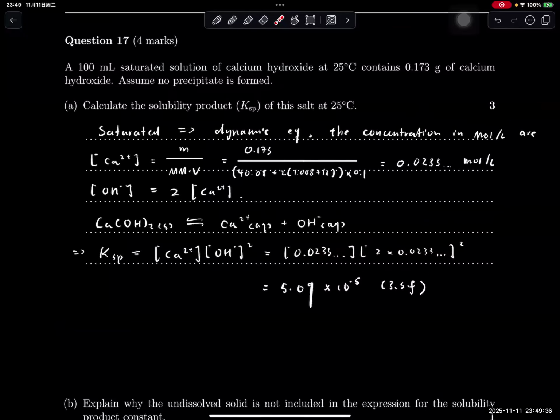Question 17. 100 mL of saturated solution of calcium hydroxide at 25 degrees Celsius contains 0.173 grams of calcium hydroxide. Assume there's no precipitate. Question A: calculate the solubility product of the salt. That means in this saturated solution with no precipitate, 0.173 grams of the salt have completely dissolved. So calculate the molar solubility, then use that number to get your KSP. Be very careful of the hydroxide molar ratio, so you multiply by 2.